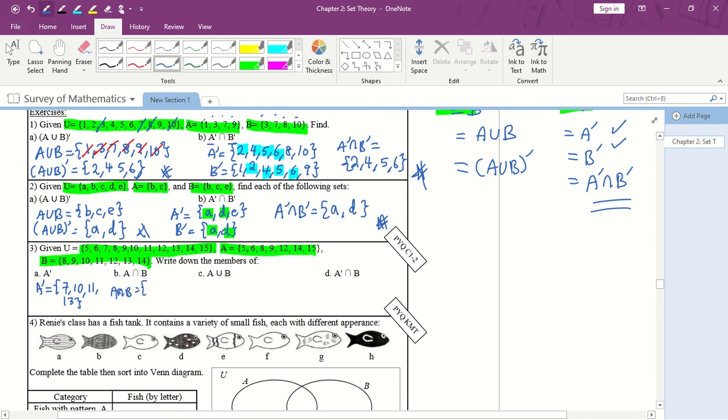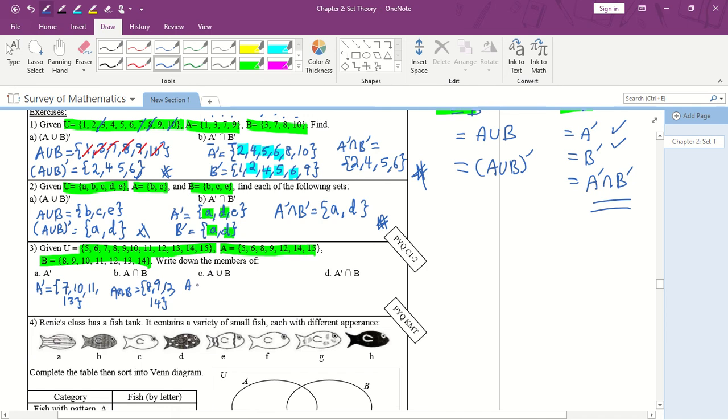So, does B have 5? No. Does B have 6? No. Does B have 8? Yes. So we can write 8. Does B have 9? Yes. Does B have 12? Yes. Does B have 14? Yes. So the answer will be 8, 9, 12, and 14.